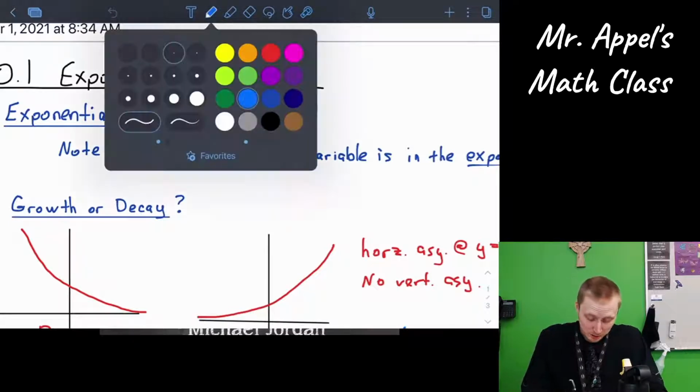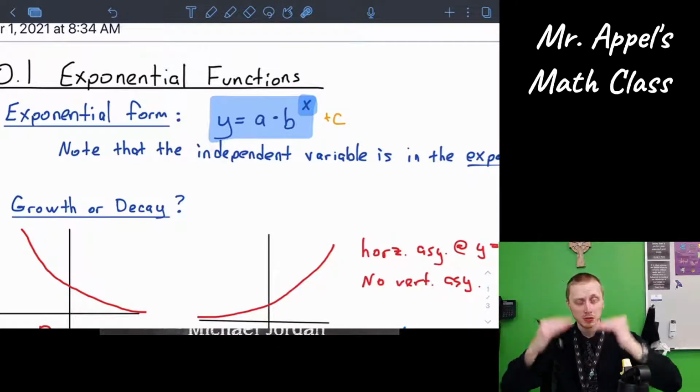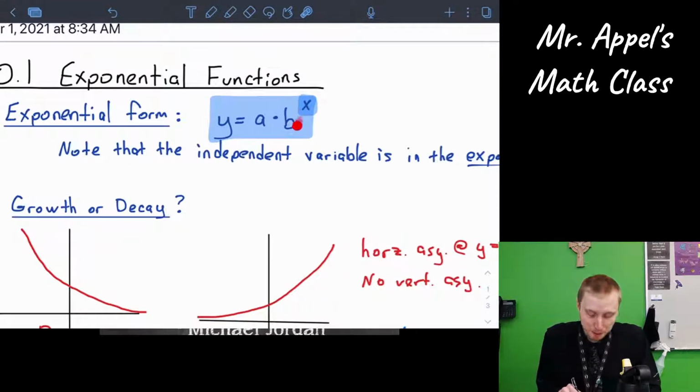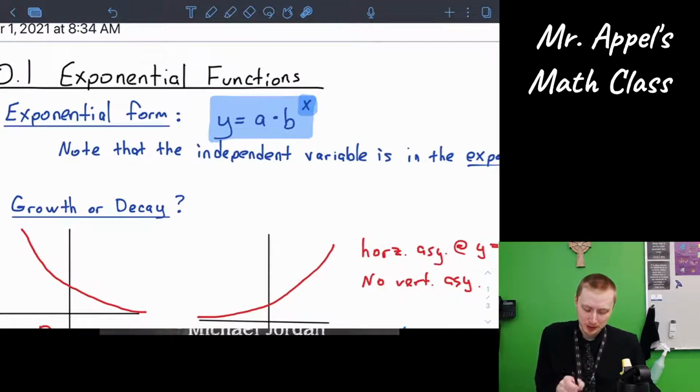I could also, if I wanted to, add on plus c, and that would shift the whole thing up or down, just like it does with any other function. And you got to explore this with the marble slide. The most important number here, though, is b. And in this case, it's actually aptly identified as b for the base. B is the base, x is the exponent. So it kind of works out phonetically there.